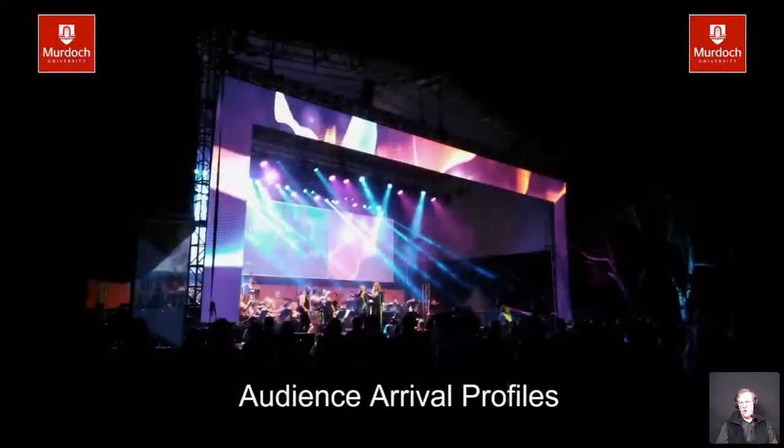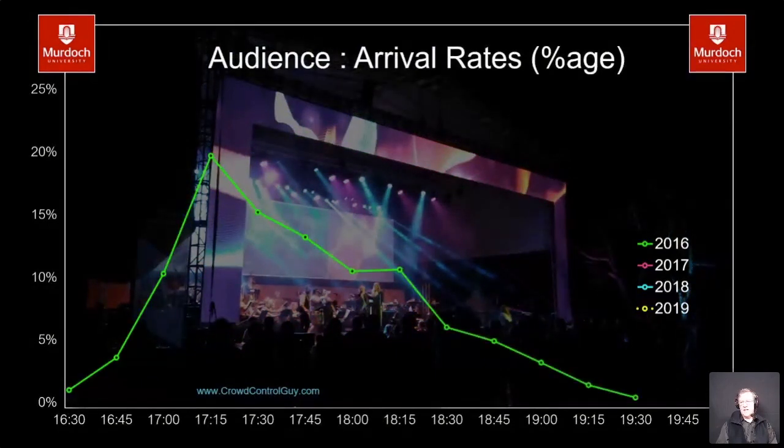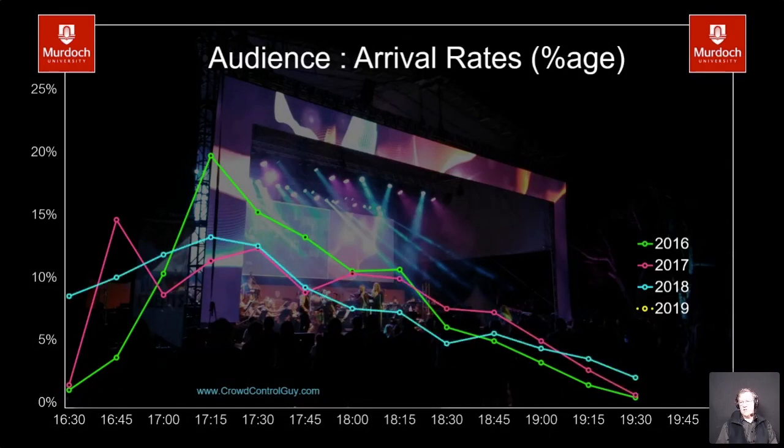You also need to look at your audience arrival profiles. If you've got history, then you could use it like this. 2016, we had scanners. It was a free event, but it was ticketed. 2017, we had scanners. 2018, we had clickers. 2019, I can actually put the real data in, but that was the predicted.